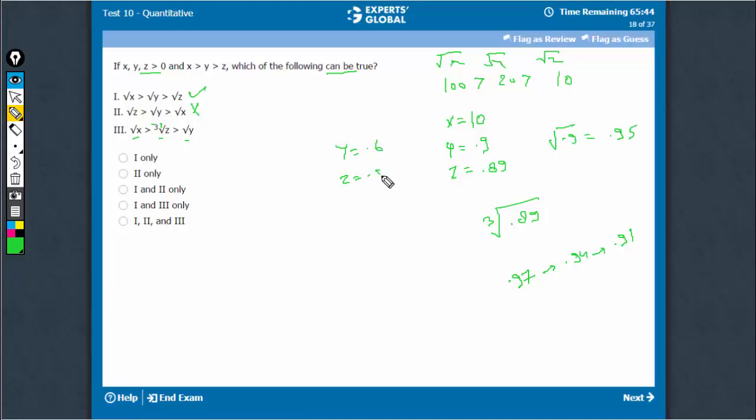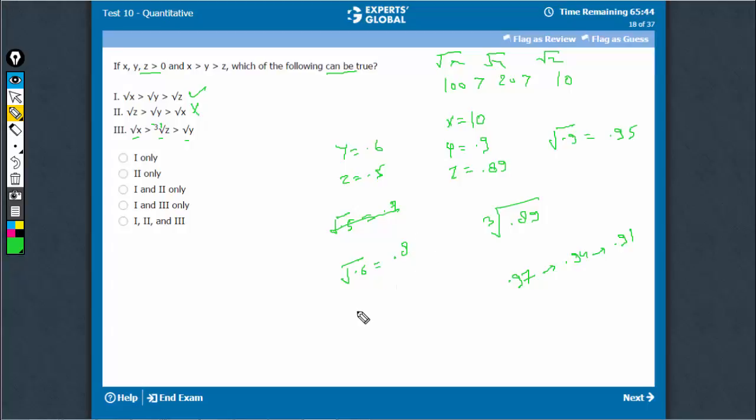So in such cases, or to make it even clear, take Y is equal to 0.6 and Z is equal to 0.59. Here this distinction would be even more clear. Square root of 0.5 will be exactly 0.7, or square root of Y is needed, sorry, square root of 0.6, this would be approximately 0.8, a bit less than that, 0.7 something.